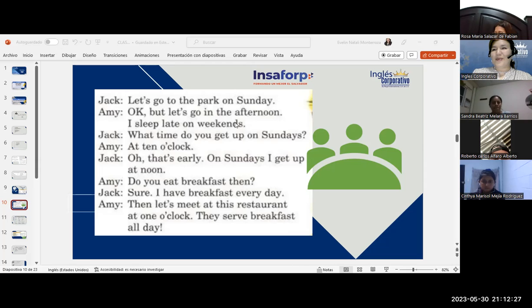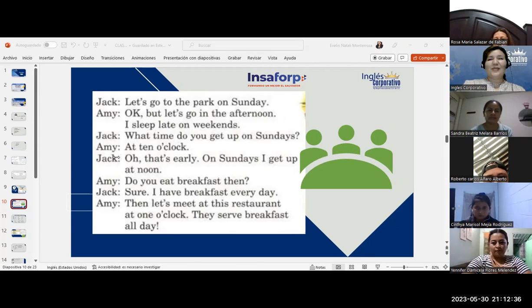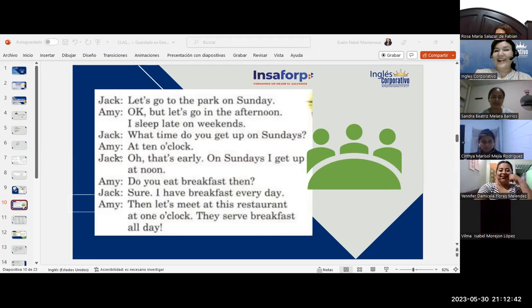Okay, 5, 4, 3, 2, 1. Perfect pronunciation. Entonces, toda la pronunciación está perfecta. No nos vamos a equivocar. Okay, no nos vamos a equivocar. Entonces, Jennifer Damisela and Cynthia Marisol. Read the conversation. Comienza ya.